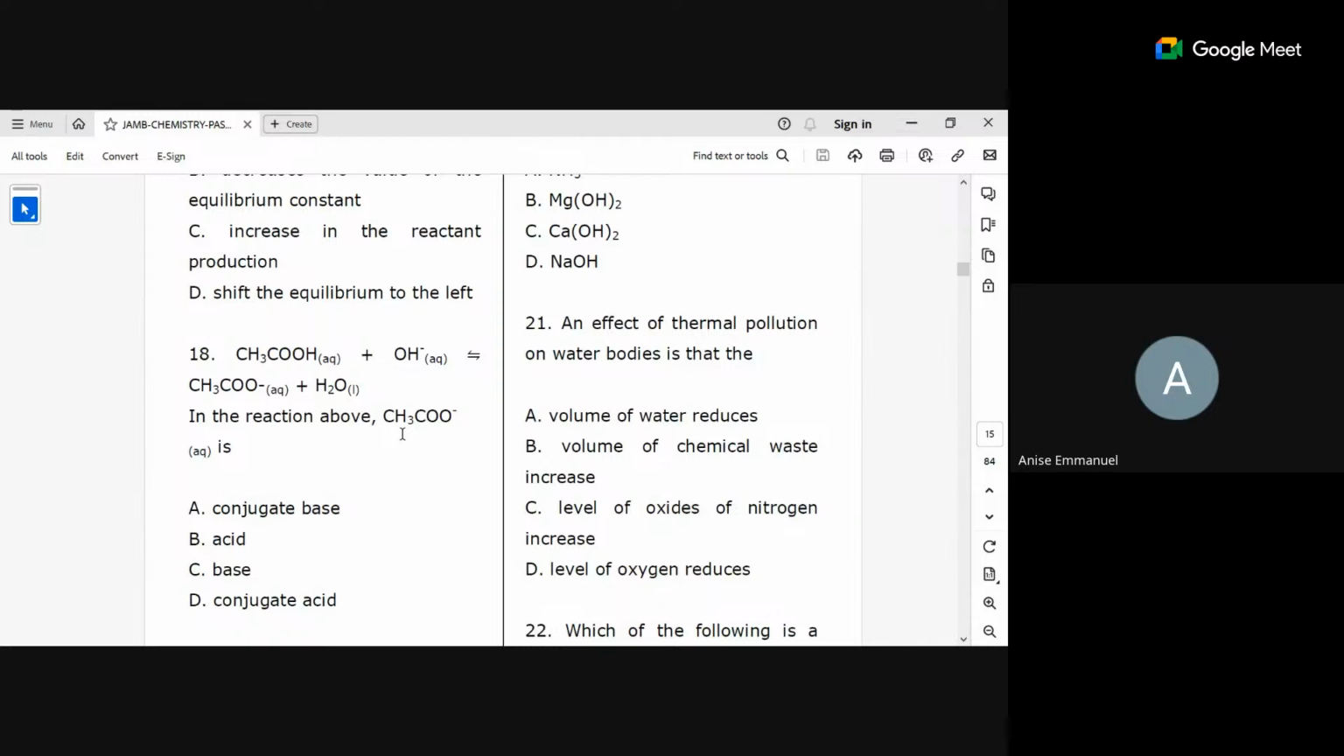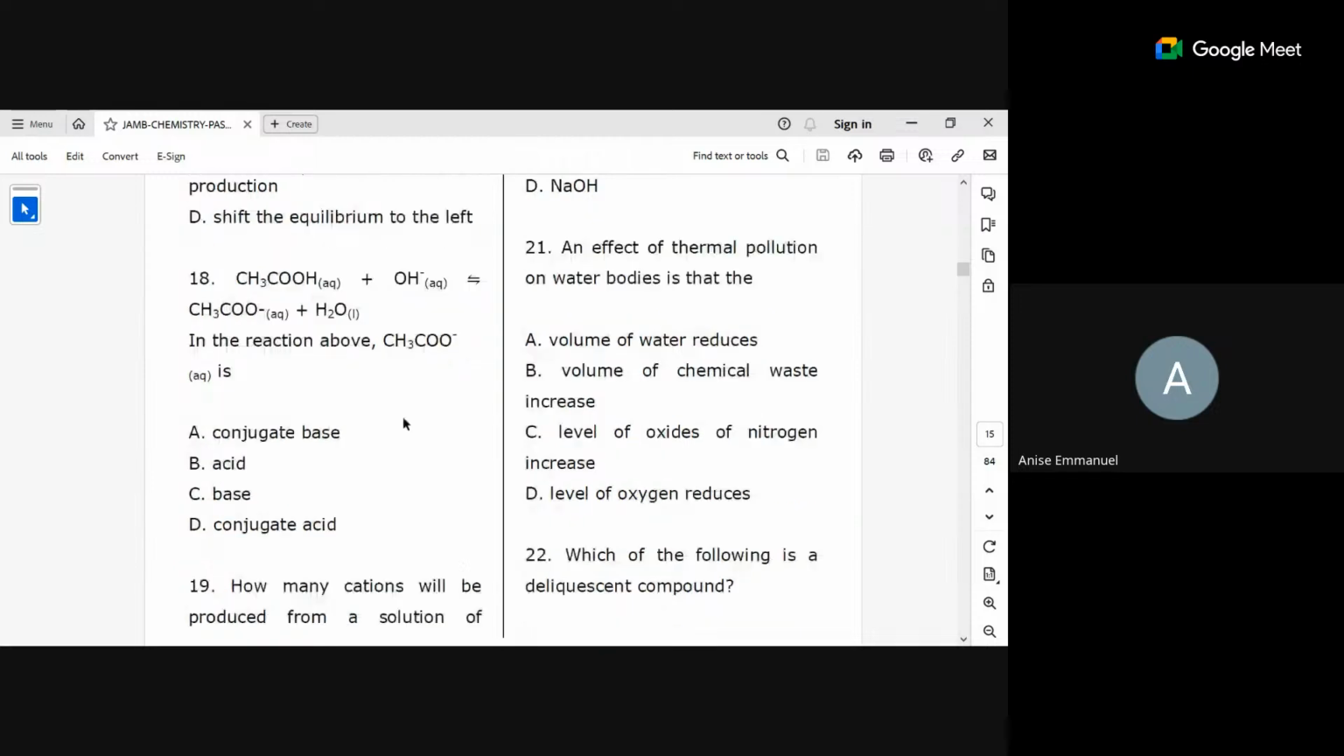Let's say CH3COOH. When it dissociates, what will it give us? It will give us CH3COO⁻ and what? H⁺. Meaning H⁺ is the acid, while CH3COO⁻ is the conjugate base here. So the answer is what? Conjugate base. And if they were asking about H⁺, it would be the conjugate acid. But this one here, very sure it's the conjugate base.